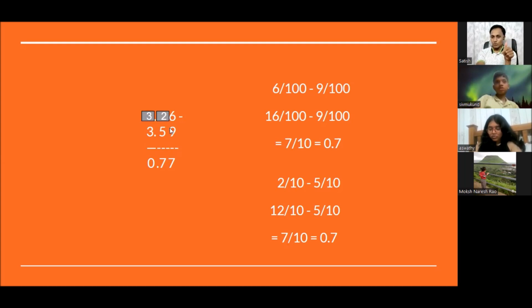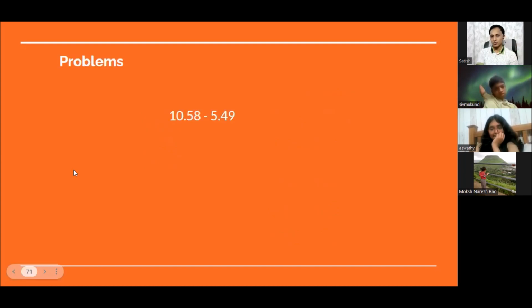So 6 minus 9 you can't do. Assume you are borrowing 1 from here, this becomes 16. 16 minus 9, 7. But you reduce this from 3 to 2. Then you do 2 minus 5, you can't do. So borrow 1 from here, 12 minus 5 you do. So 1 you reduce from here. Just like how you do normal subtraction. Do this. I also got 5.09.